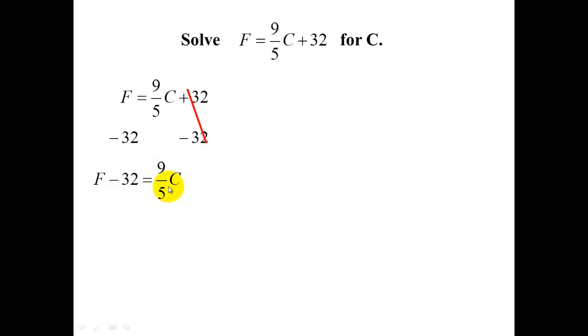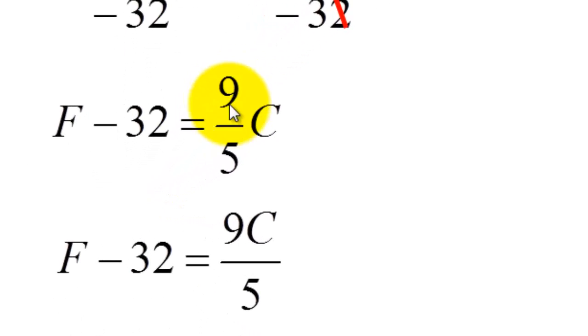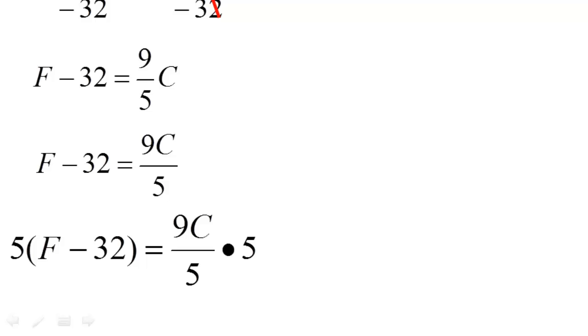Now I have to remove our 9 over 5 here. First, I would like to get rid of our denominator 5. So we are going to multiply both sides by 5. Note that I wrote 9 over 5c as 9c over 5. Multiplying 5 to both sides, note that I put a parenthesis here.